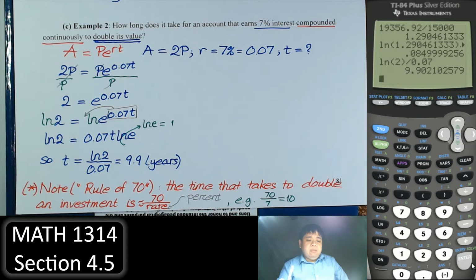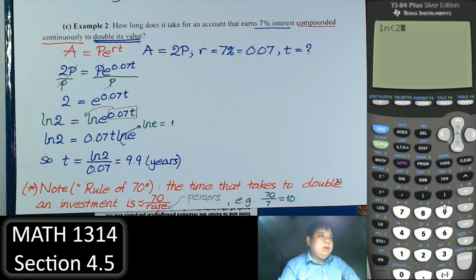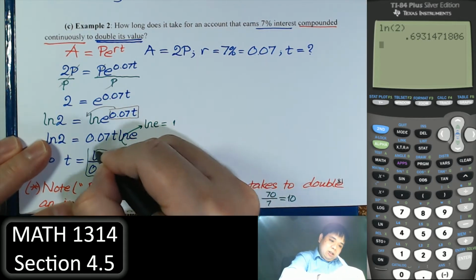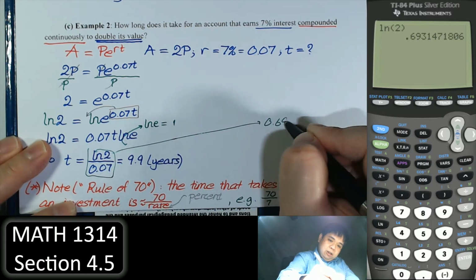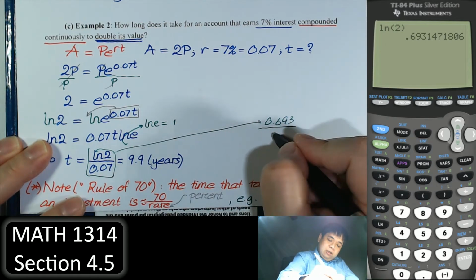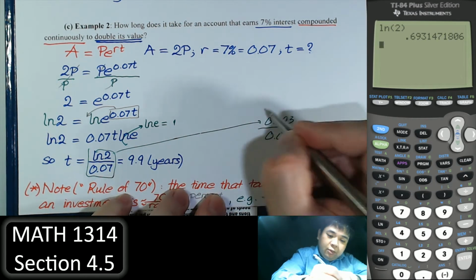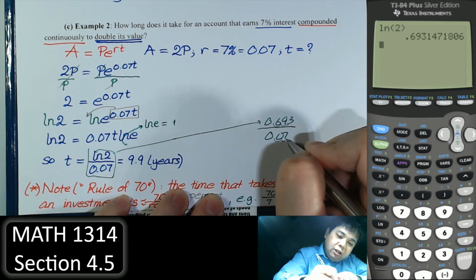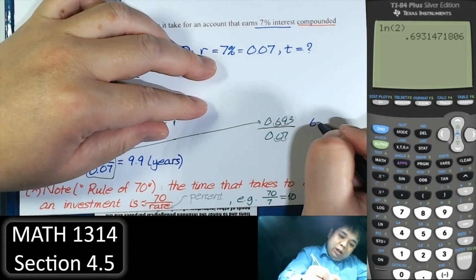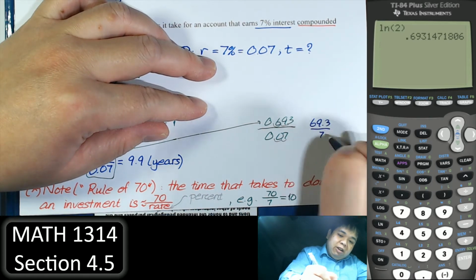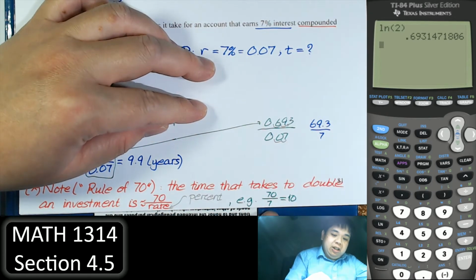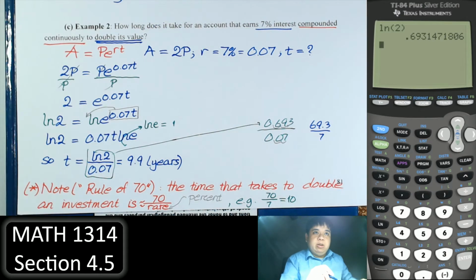And you ask where the 70 comes from? Well, if you hit ln of 2, that's 0.693. If we write the calculation out and move the decimal 2 places to the right, we have 69.3 divided by 7, which is about 70 divided by 7. So that's how the rule of 70 works.